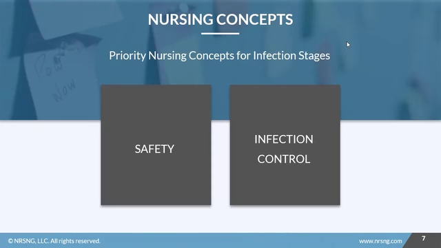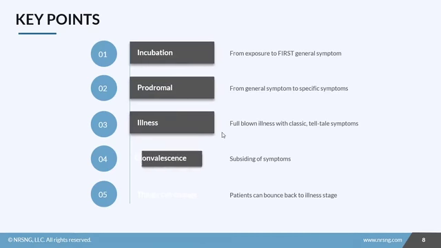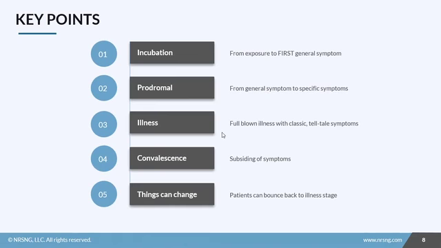Understanding how the infection stages influence our care helps us to understand our nursing concepts quite a bit better. So today we focused on safety by prioritizing what may happen with our patient, and also we focused on infection control. So let's recap. Incubation is when the patient is first exposed to any sort of bug, and you get your first general symptoms. Again, this can be malaise, tired, just generally feeling bad. So that's going to be your incubation period.